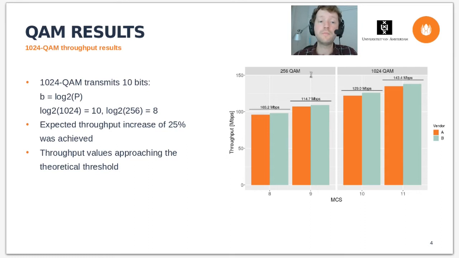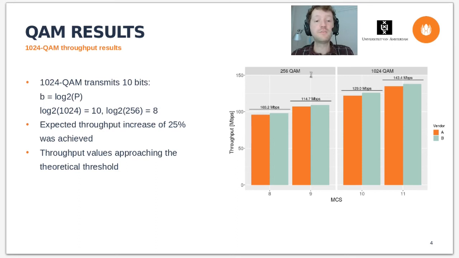1024 QAM is capable of transmitting 10 bits per symbol. This is determined by taking the base 2 logarithm of the number of the constellation points. 256 QAM thus transmits 8 bits per symbol. Therefore, the increase in throughput when using 1024 QAM is expected to be 25%.